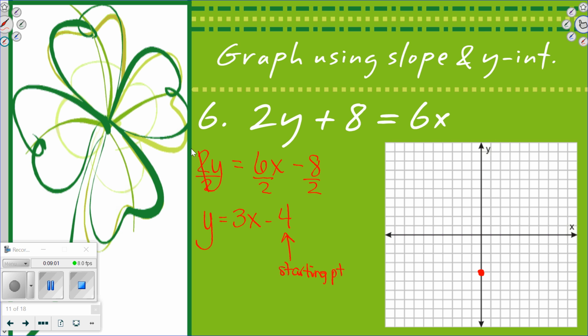What's your rise over run? Good. Rise over run equals 3 over 1. So from your starting point, I'm going to rise 3 and go over 1. Where else could I have gone? Could go down 3 and over 1? Back 1. I could go back. Yeah, I could go down 3 and back 1.